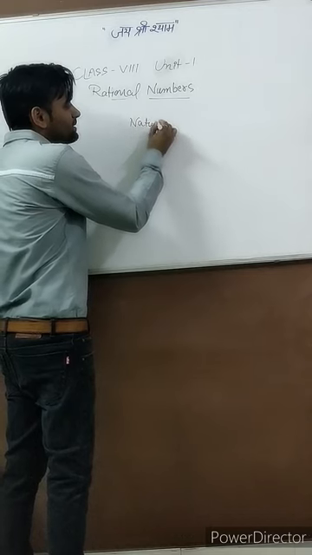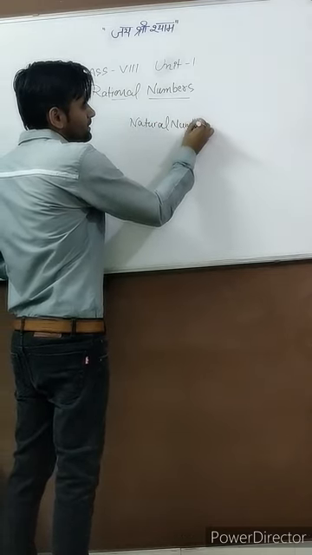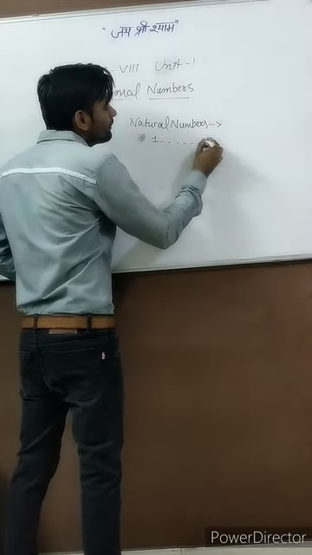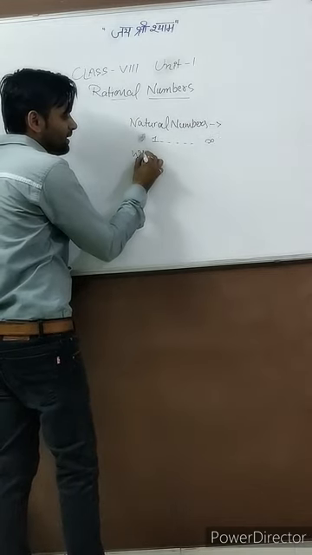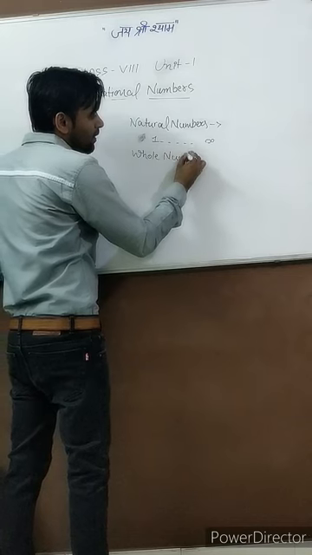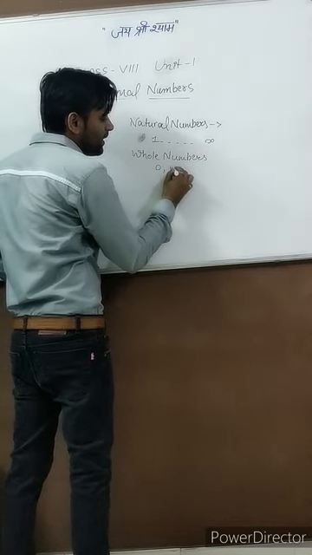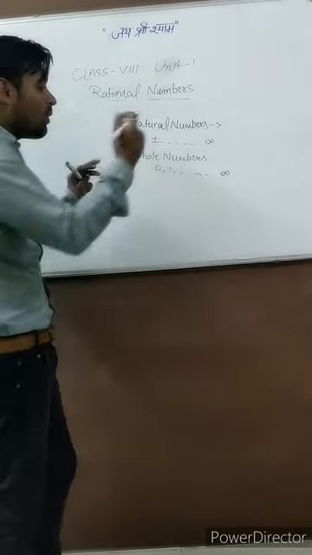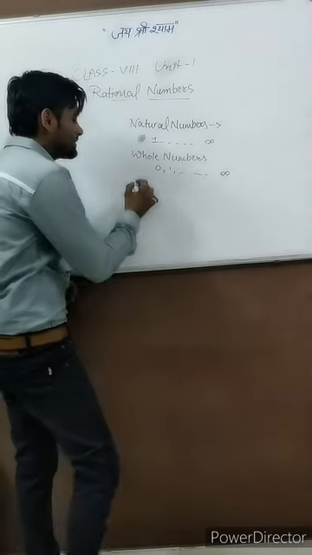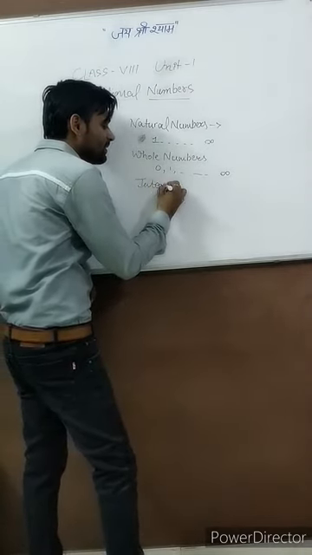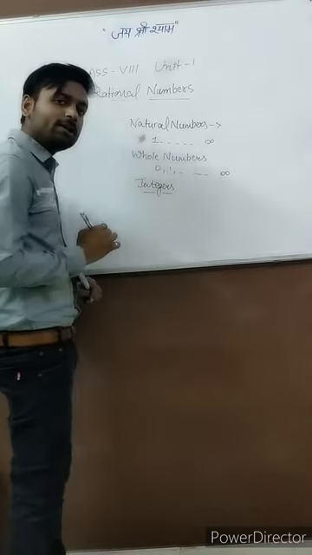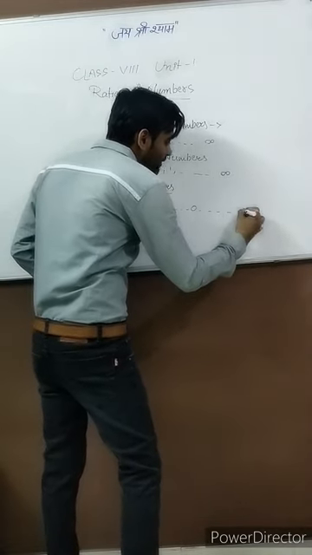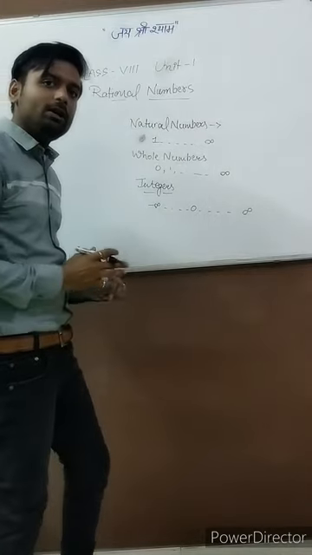So natural numbers are the numbers from 1 to infinity. Then we studied whole numbers, the numbers from 0, 1 to infinity. After that we added some negative numbers to all the positive numbers and we call them integers. In class 7 we understood integers in our first chapter: negative infinity through 0 to infinity, all these numbers are known as integers.